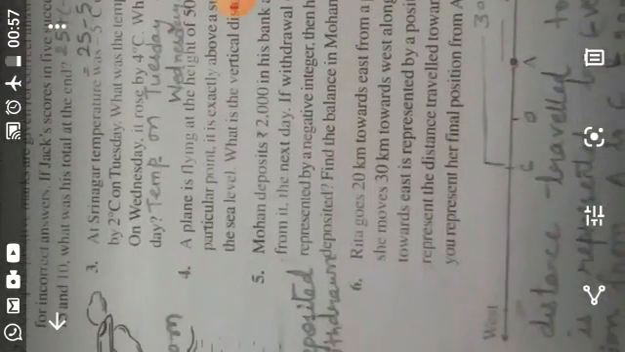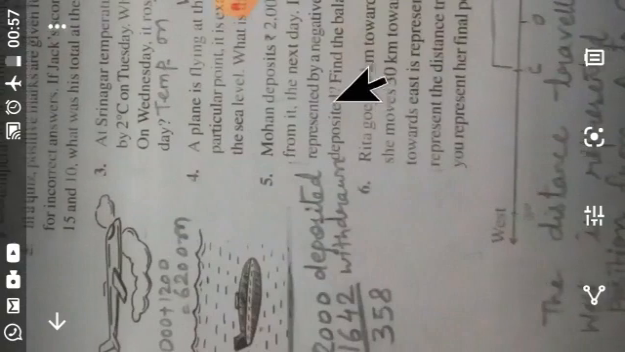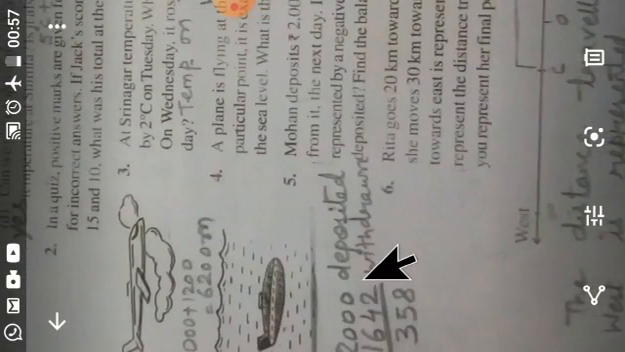So here withdrawal is shown by negative sign and deposit is shown by positive sign. Deposit means we are adding the amount, so we have to show plus sign, and withdrawal means we are subtracting because we are taking away the amount. So here the balance will be shown as 2000 minus 1642. So the total balance will be 358.